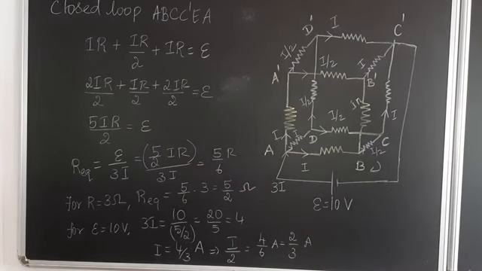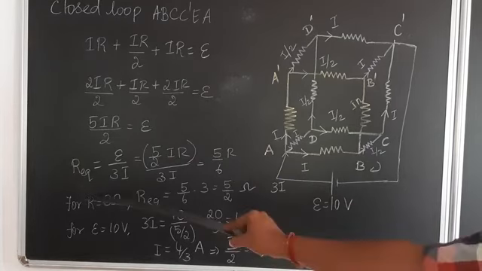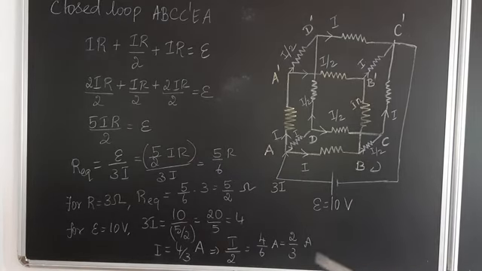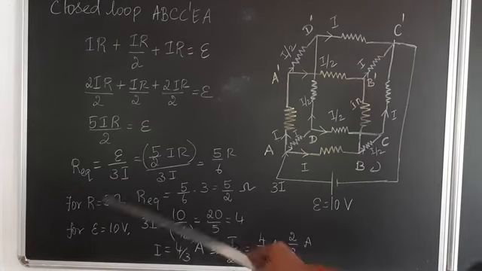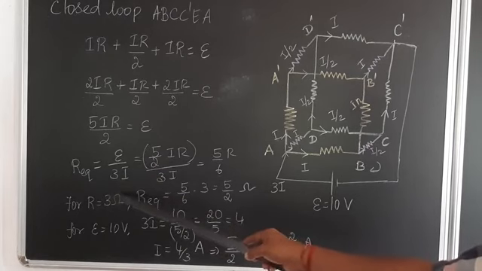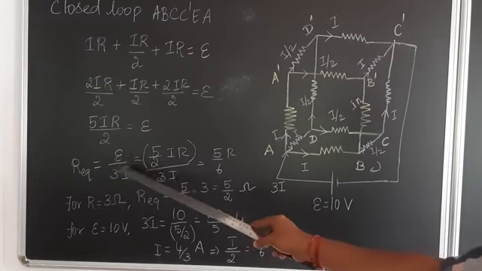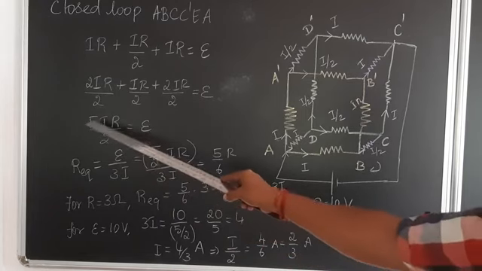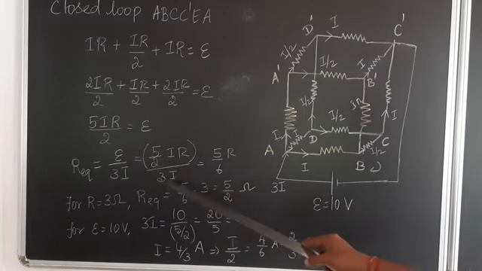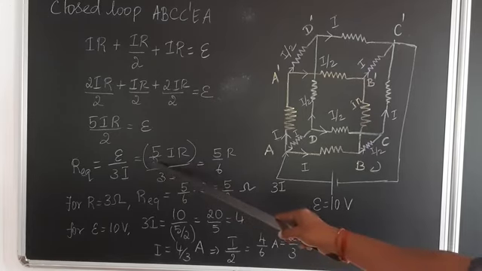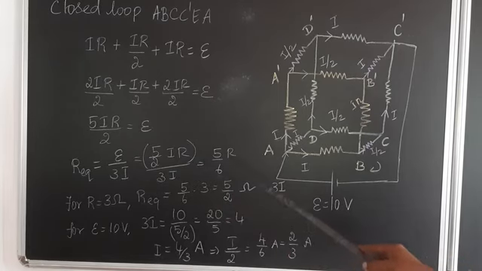First we need to calculate the equivalent resistance of this system. For that, R is equal to V by I from Ohm's law. Instead of V, here we use E, therefore E divided by 3I. Why are we using 3I? Because the total current is given as 3I. What is the value of E? We found 5 by 2 IR. So substitute 5 by 2 IR divided by 3I. The I will cancel, and the 2 comes down, therefore 5 by 6 R.